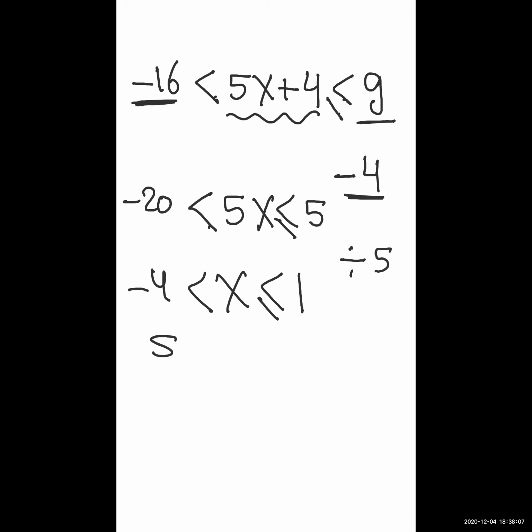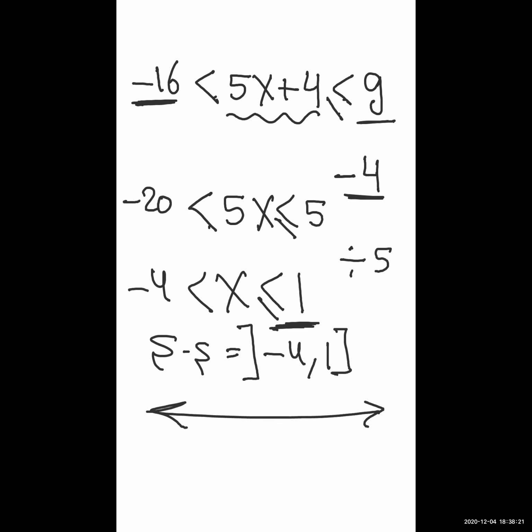So the solution set equals -4 and 1. It's open on the side of -4 and closed at the side of 1. Then represent it: 1 closed, shaded, -4 unshaded because it's open, then shade the distance in between. Now is it clear?